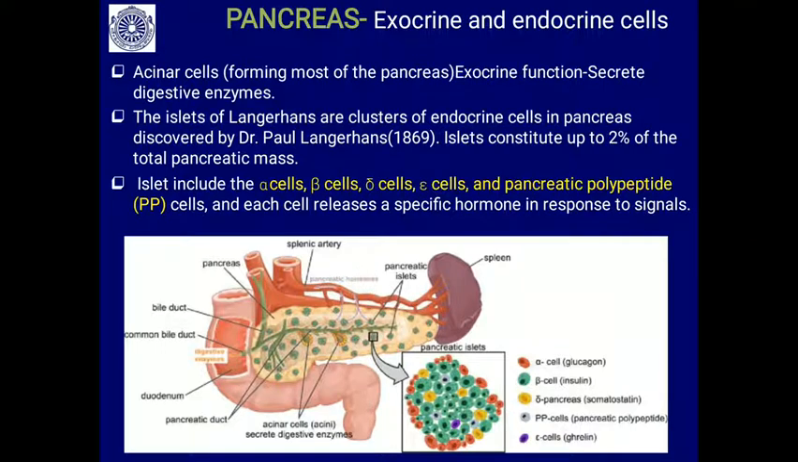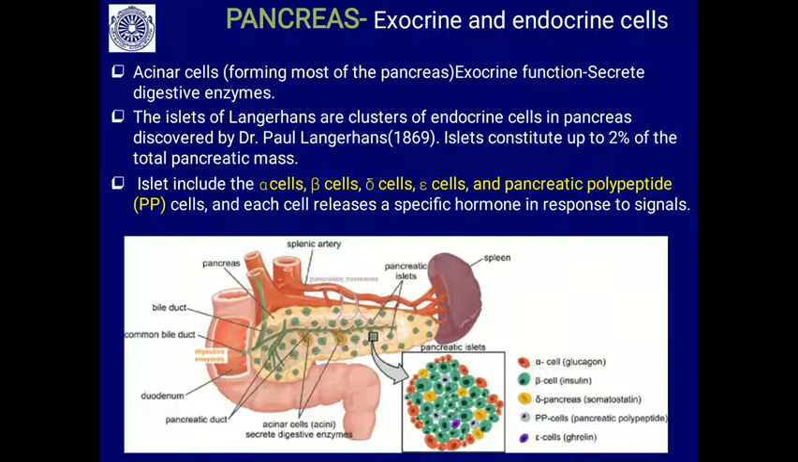Exocrine means a gland with a duct, it secretes pancreatic juice. The exocrine part of the pancreas is the acinar cells. So, they secrete pancreatic juice which contains digestive enzymes.